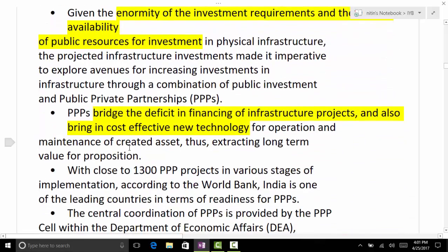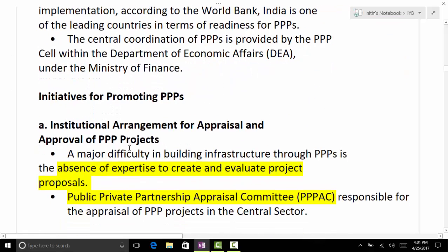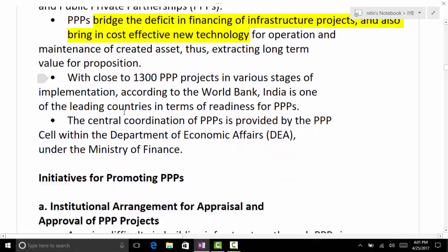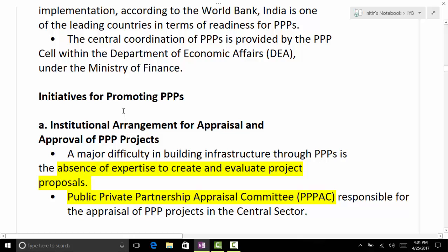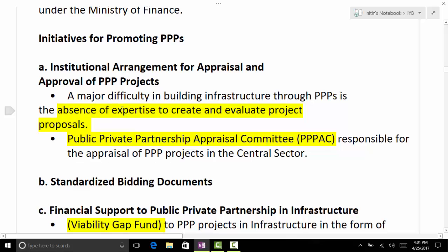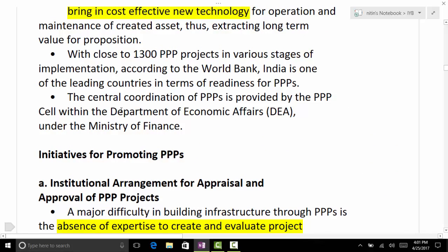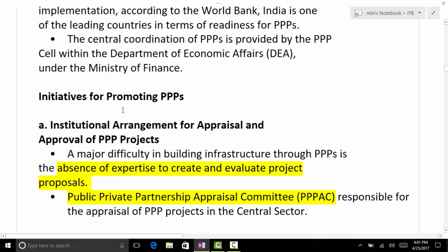Then PPPs could be another way of financing infrastructure projects. But there had been certain issues regarding PPPs, and there are certain initiatives that this yearbook discusses. This is more important for the mains basically, right? Infrastructure, PPPs, their issues, and what could be the mechanism further. So you need to differentiate what is important for PT and what is for mains, so that you revise now for PT purpose only.